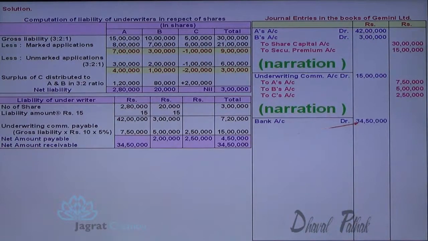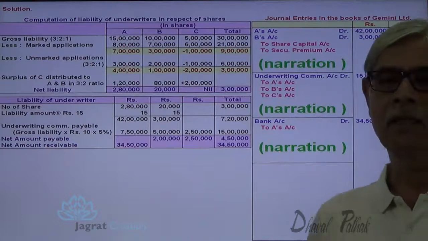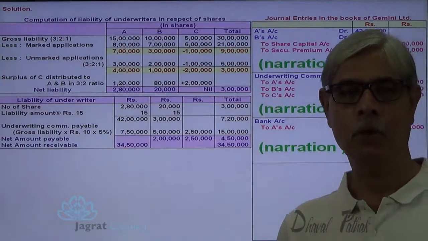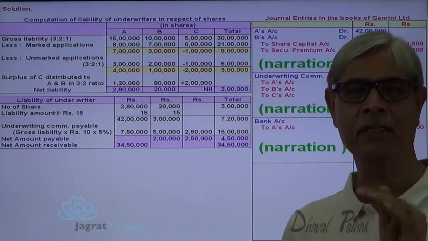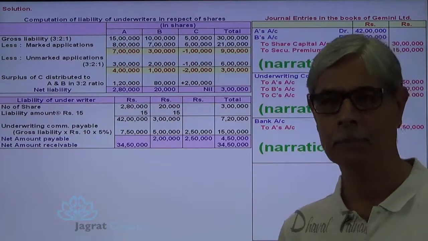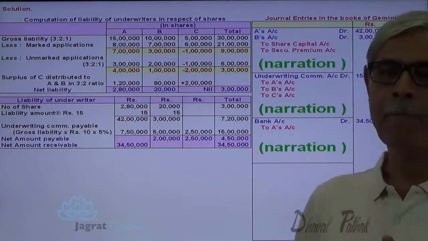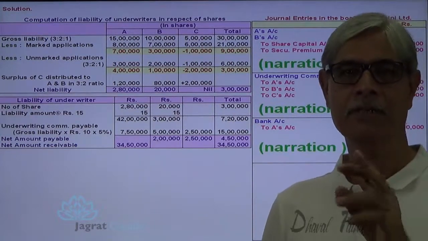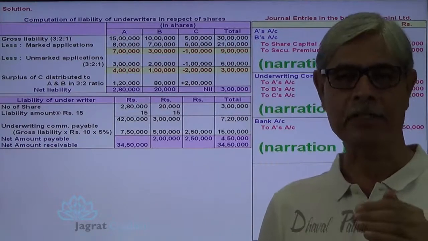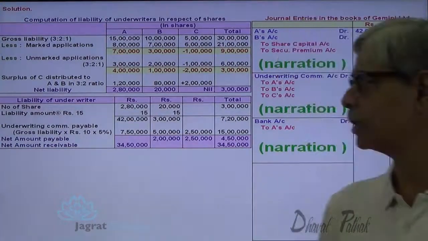Now amount received from A. Bank account debit to A's account credit. Narration: amount received from A against the allotment of shares after adjusting underwriting commission, that's the narration.